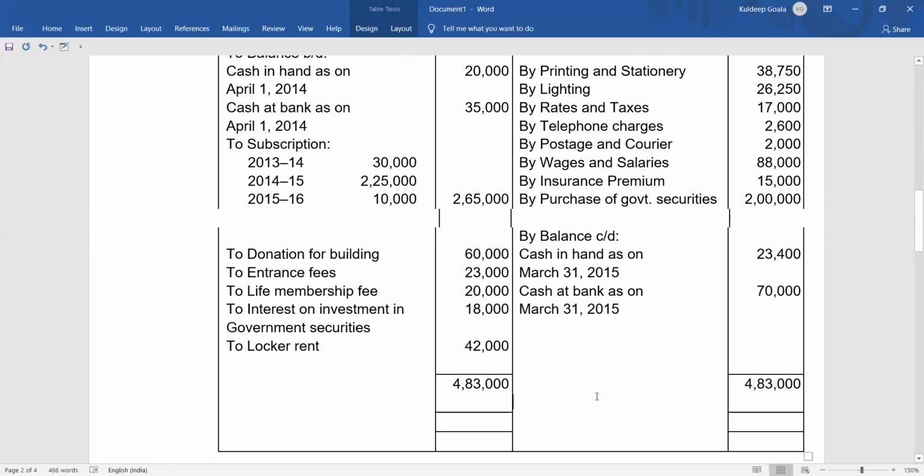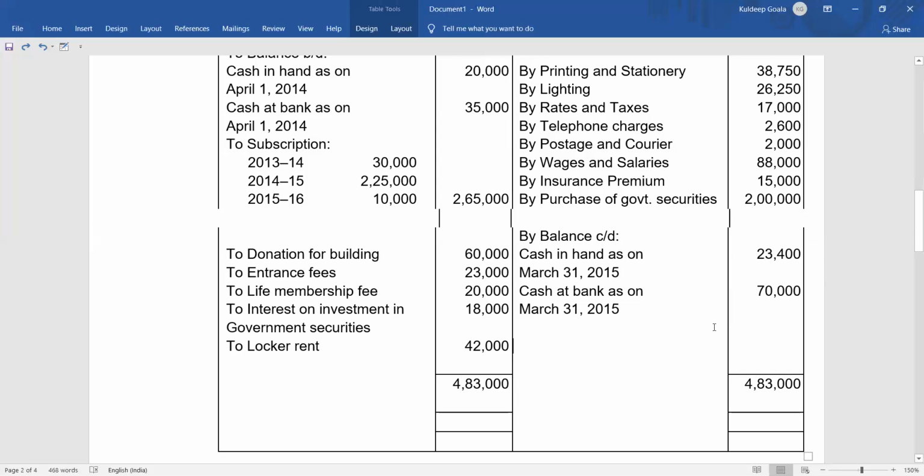Most of the time, since it is the first question, it is simply given in this way. Most of the time, any one balance will be given, for example, only cash is given. And what you have to do is, after balancing, you will get cash at bank as 70,000. In the bracket, you can write down balancing figure. But here it is given, so it will be directly kept as it is.